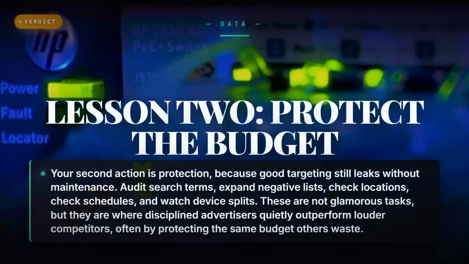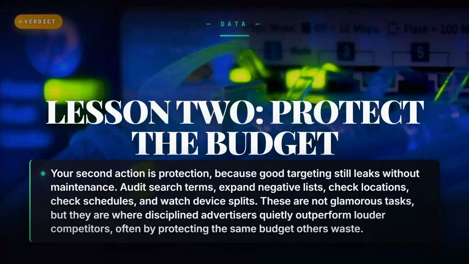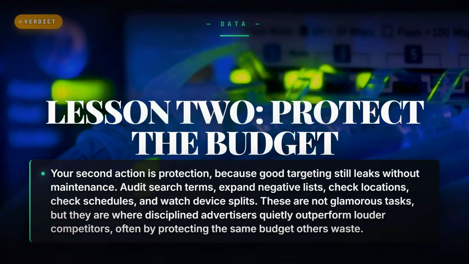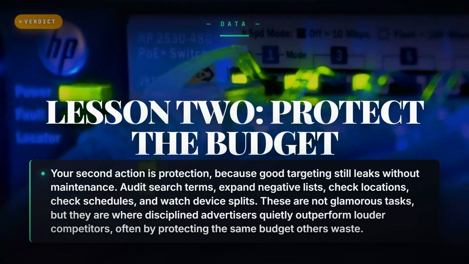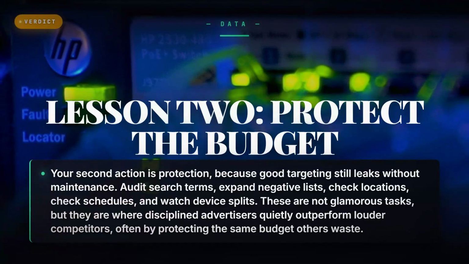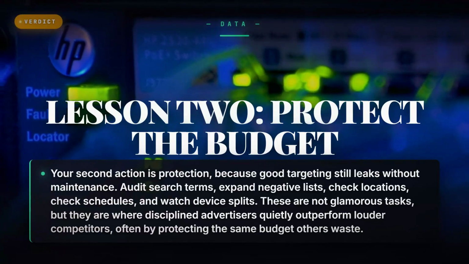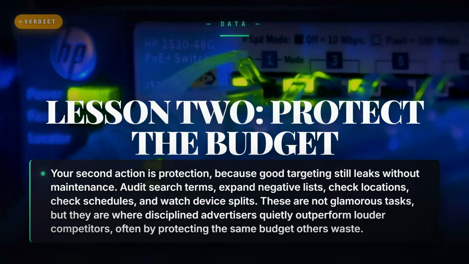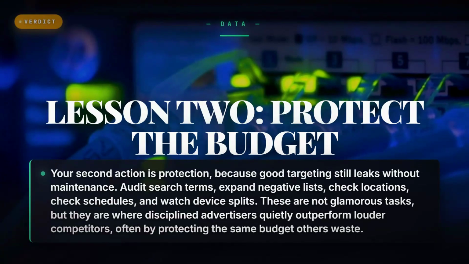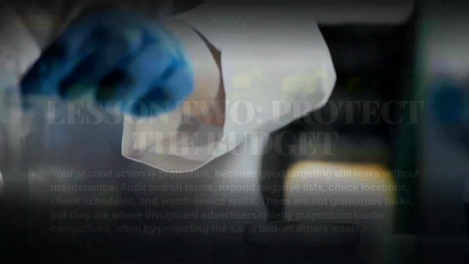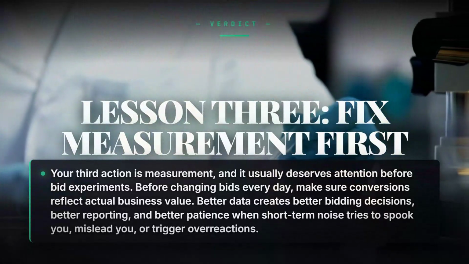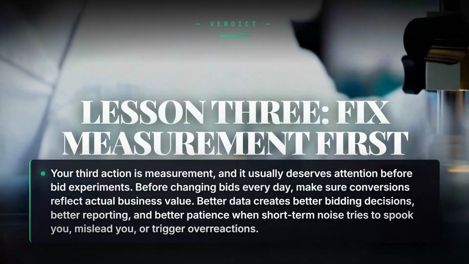Your second action is protection, because good targeting still leaks without maintenance. Audit search terms, expand negative lists, check locations, check schedules, and watch device splits. These are not glamorous tasks, but they are where disciplined advertisers quietly outperform louder competitors, often by protecting the same budget others waste. Your third action is measurement, and it usually deserves attention before bid experiments.